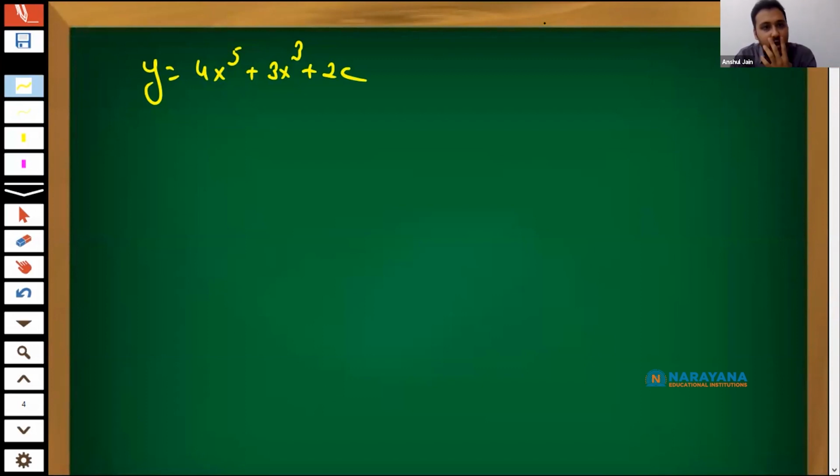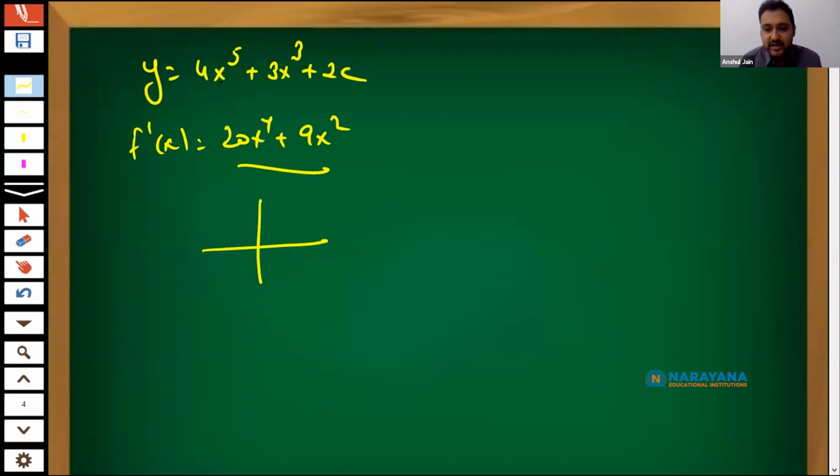Don't use your pen. What must be the value of c so that it will have 3 real roots and 2 imaginary? No possible values, right? Yes, sir. f dash x is 20x to the power 4 plus 9x square. It is always positive, so f dash x is always positive, which means the function is always increasing. It's an odd degree polynomial, so it will come from minus infinity and go till infinity.